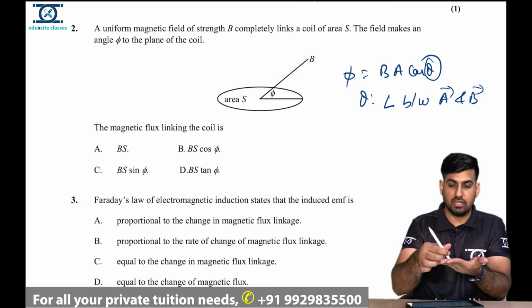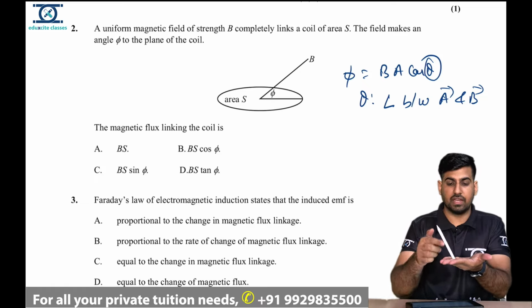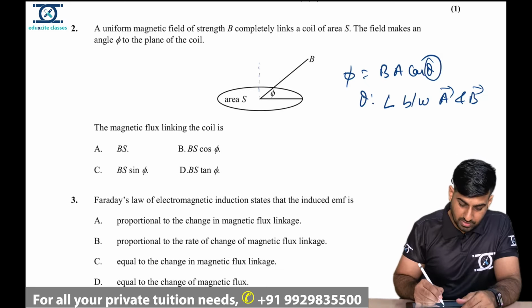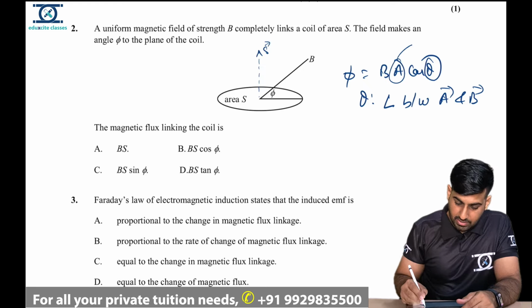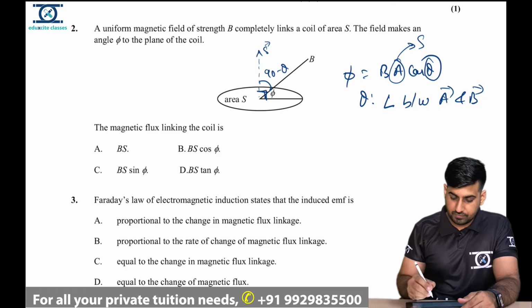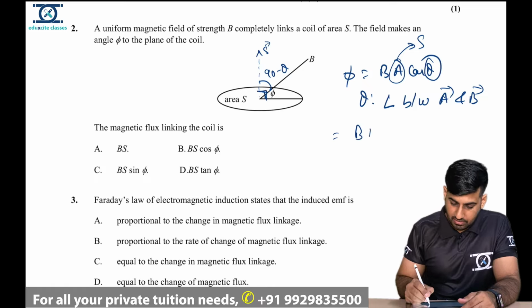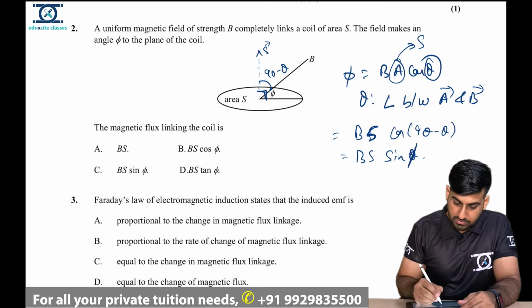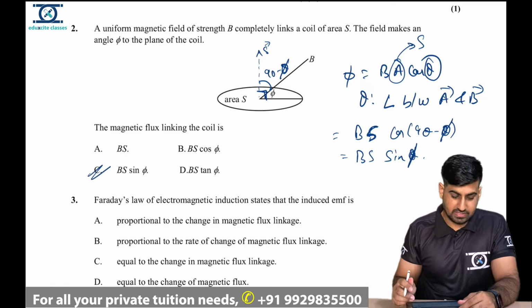Now here you can see B, this is the magnetic field, this angle is phi, and if the area vector is this much, so this will be 90 minus phi. So this will be your S vector. Here A represents S, so this will be 90 minus phi because this is 90 degrees. So according to this, B is the field, A stands for S, so BS cos of 90 minus theta, and we know that cos of 90 minus theta is sin theta. Here theta is phi, so BS sin phi, option C is the right answer.